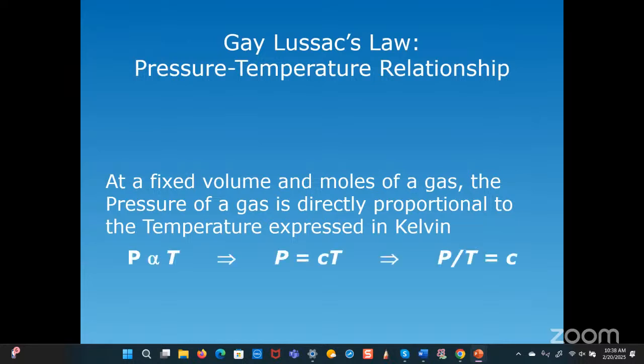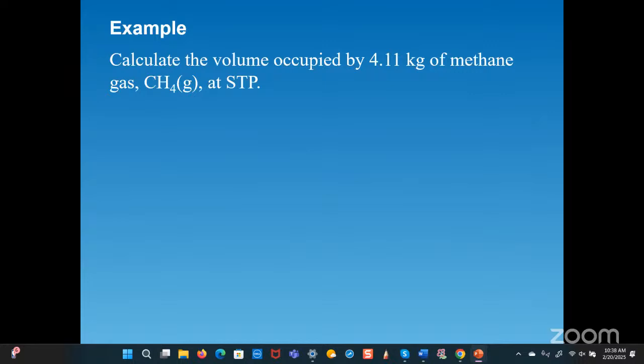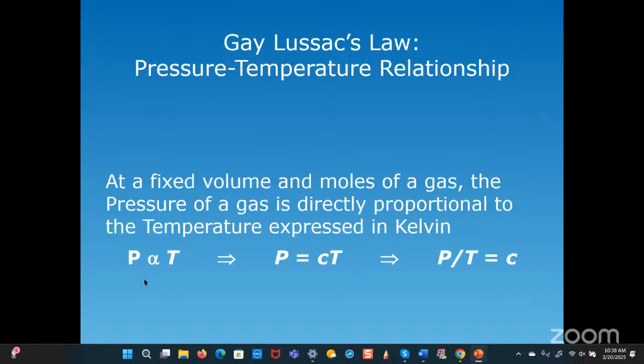So mathematically speaking, you can express Gay-Lussac's law: pressure is directly proportional to the temperature, or pressure is equal to a constant multiplied by the temperature. And then you can rearrange this to get P over T is equal to a constant, which means that P1 over T1 is equal to P2 over T2. And that's basically how Gay-Lussac's law works. Again, the pressure units don't matter as long as they're the same on both sides. P1 and P2 must be in the same units.